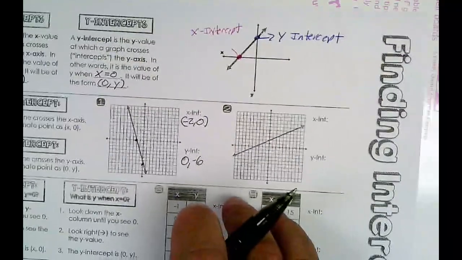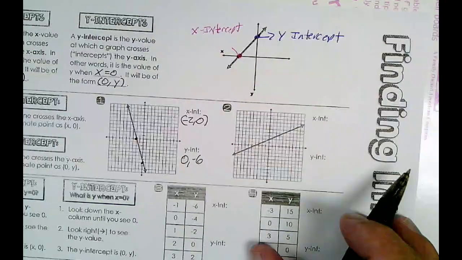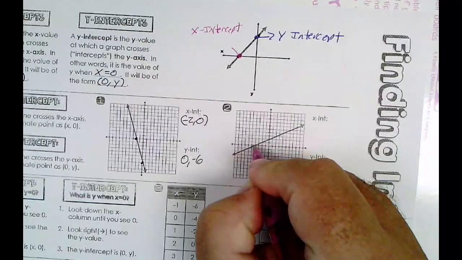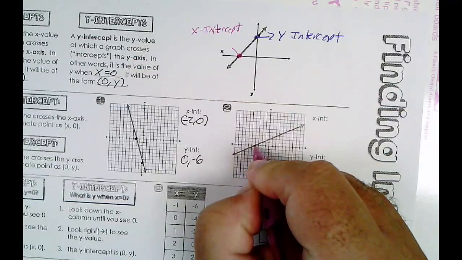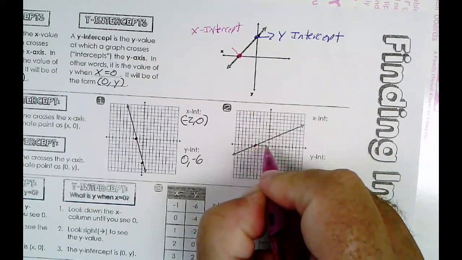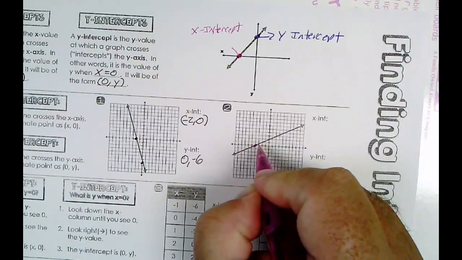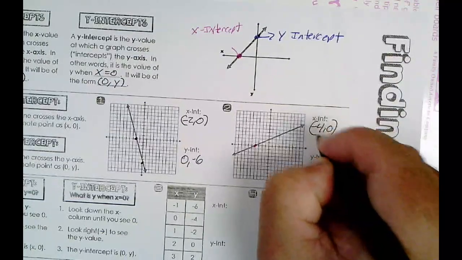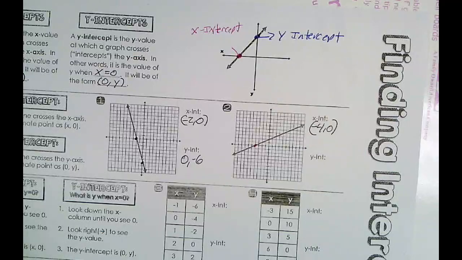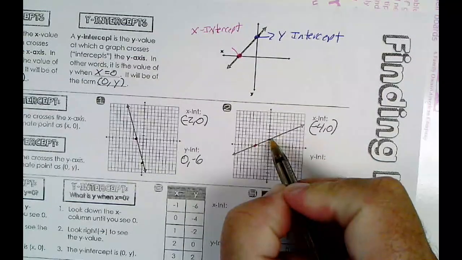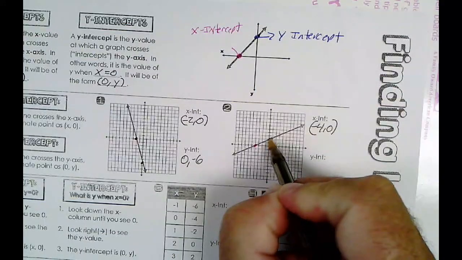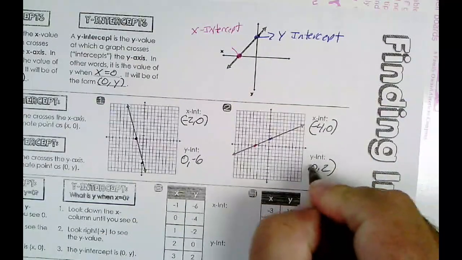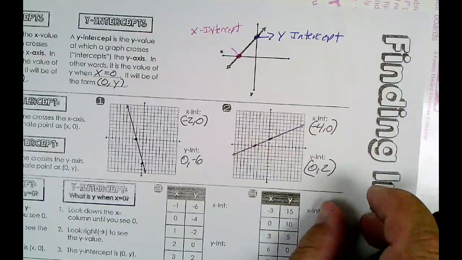Okay, let's look at that again. Where does it cross the x? We're crossing the x about here, so we'll go ahead and mark that. Start at the origin, 1, 2, 3, 4. So our x is -4 and our y is 0 because we never came off the axis. And where does it cross the y? Right about here. So now we go up 1, 2. So our y-intercept is 0, 2.